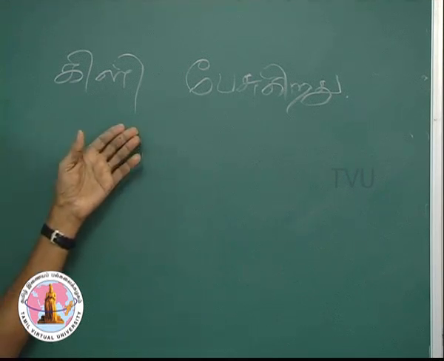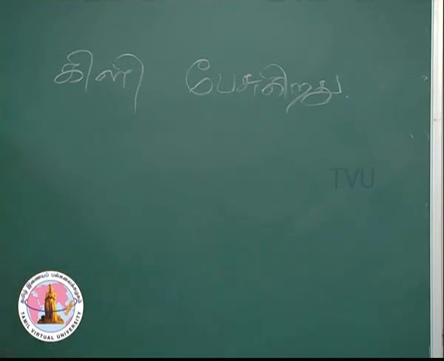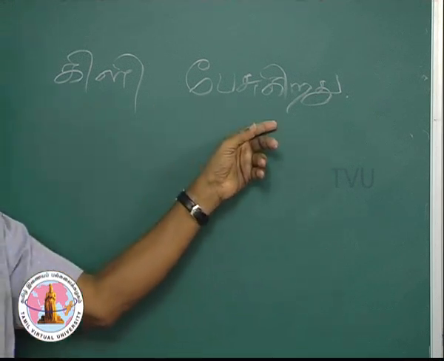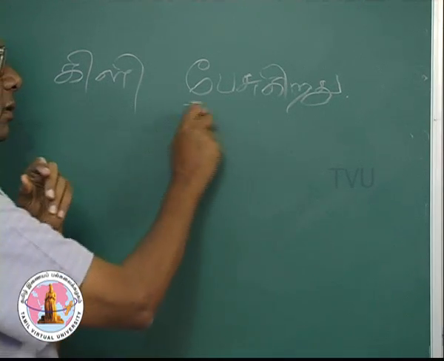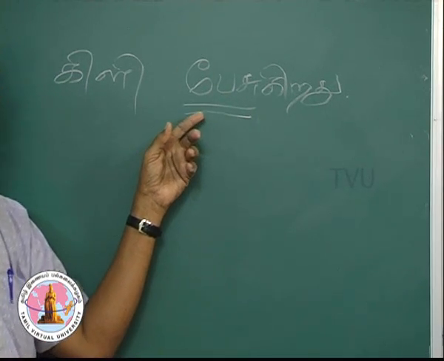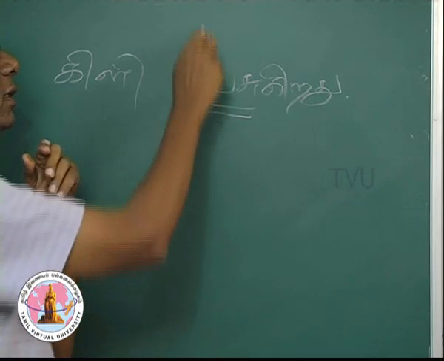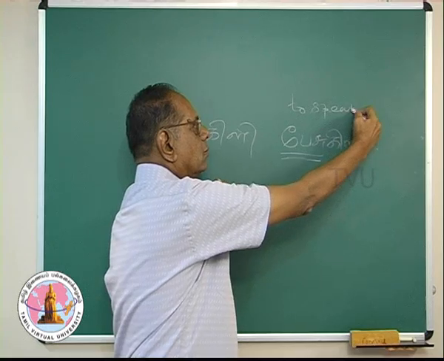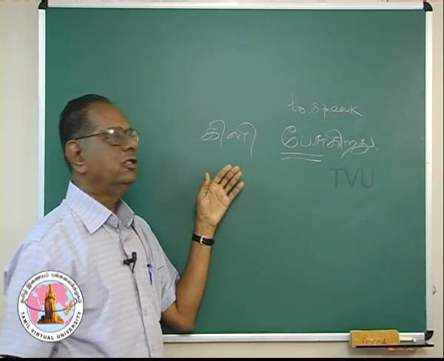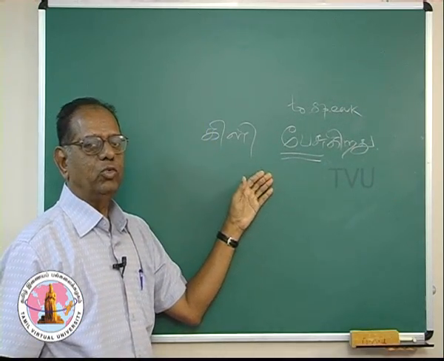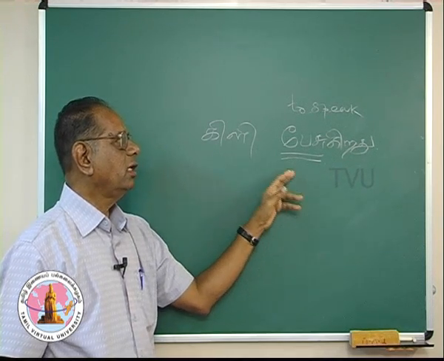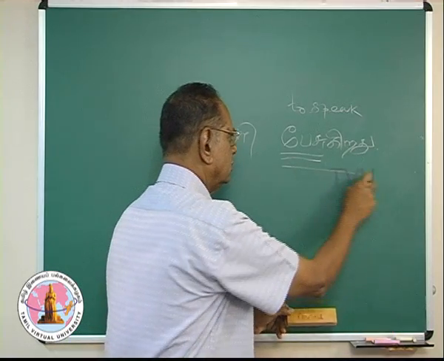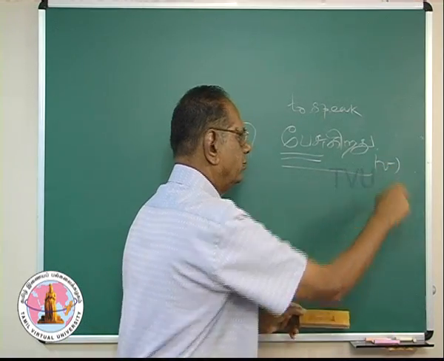கிளி பேசுகிறது. கிளி பேசுகிறது. Have you come across this word? Peshu, to speak. It is believed that the parrot repeats what we say. கிளி பேசுகிறது. This is a verb.